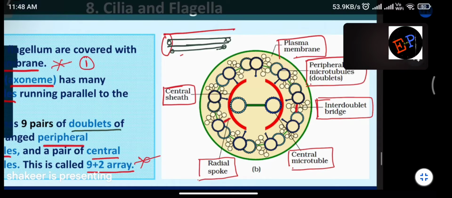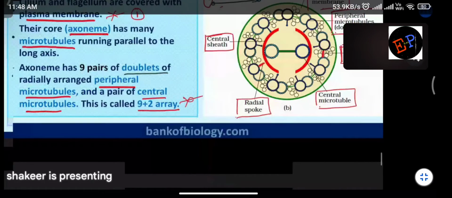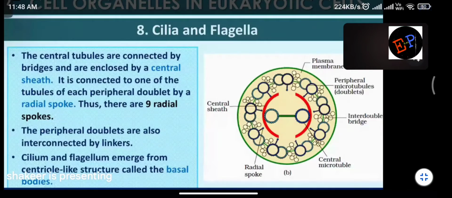So we will study in detail about how connections are present here. The central tubules are connected by bridges and are enclosed by a central sheath. So central tubules are connected by bridges means what? Which bridge is present here? Both of the central tubules are connected by this bridge also, and the peripheral tubules, the surrounding tubules, are also connected to the central one by these bridges.